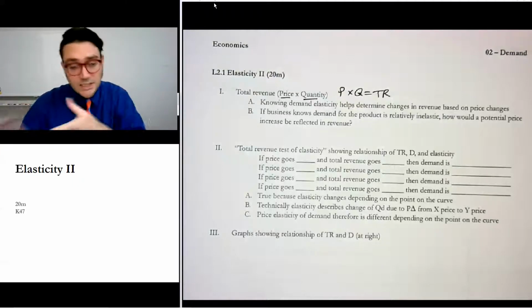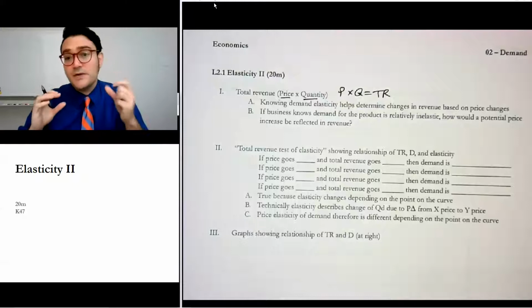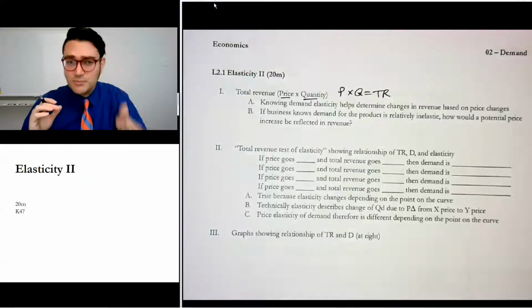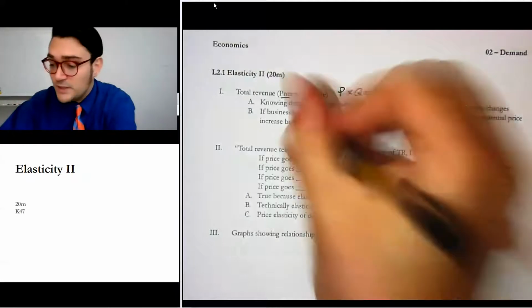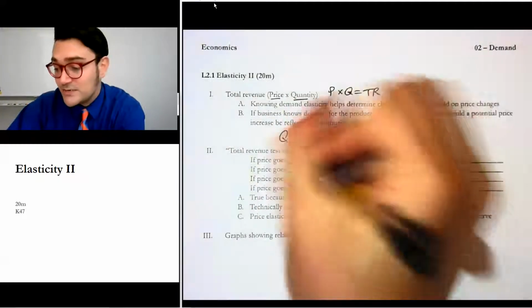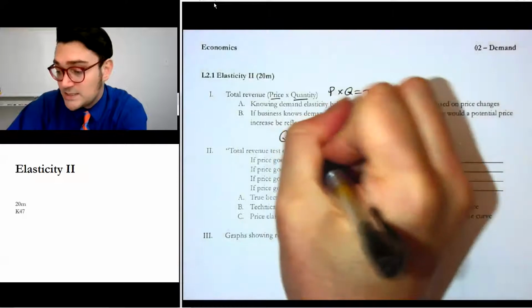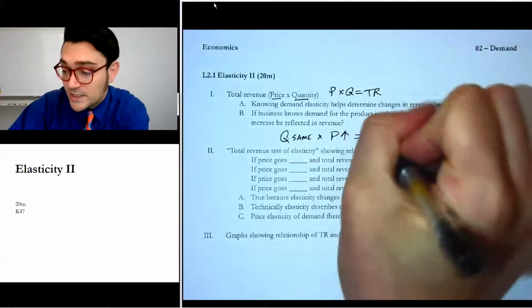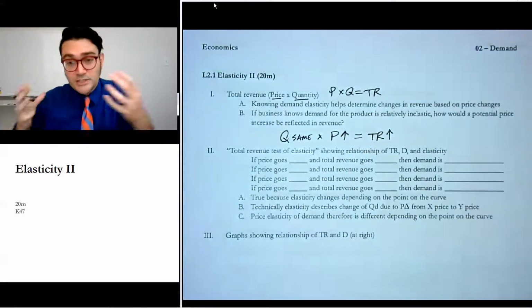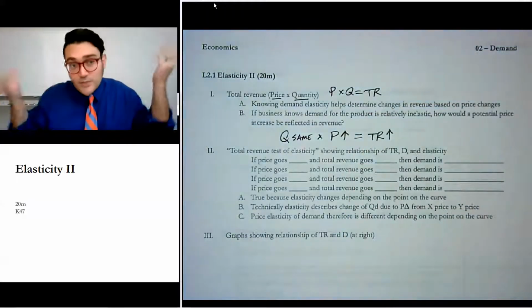And so if a business, I'll give you an example here, if a business knows that the demand for its product is pretty inelastic, it's pretty vertical, how would a potential price increase be reflected in revenue? Well, if we knew that the quantity stayed about the same, right? Quantity stayed the same times an increase in the price, then we'd say total revenue should increase because the quantity stays the same, price goes up, then you get more total revenue.